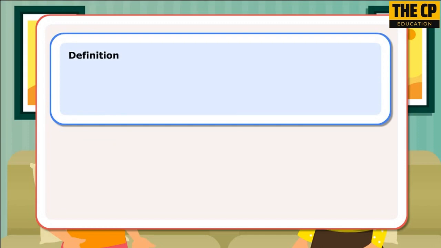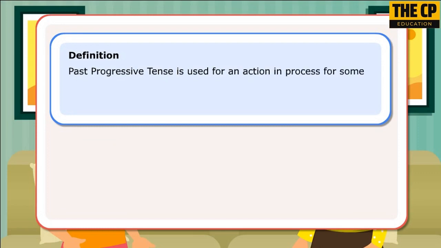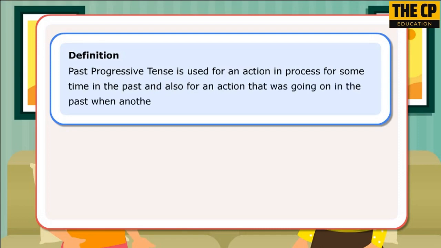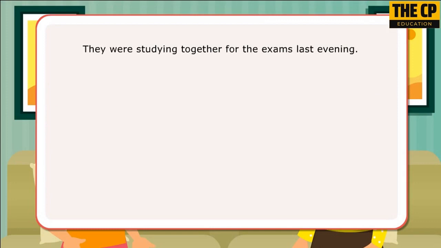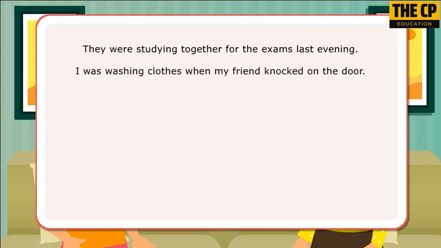Definition. Past progressive tense is used for an action in process for some time in the past and also for an action that was going on in past when another action happened. Let us look at a few sentences. They were studying together for the exams last evening. I was washing clothes when my friend knocked on the door.